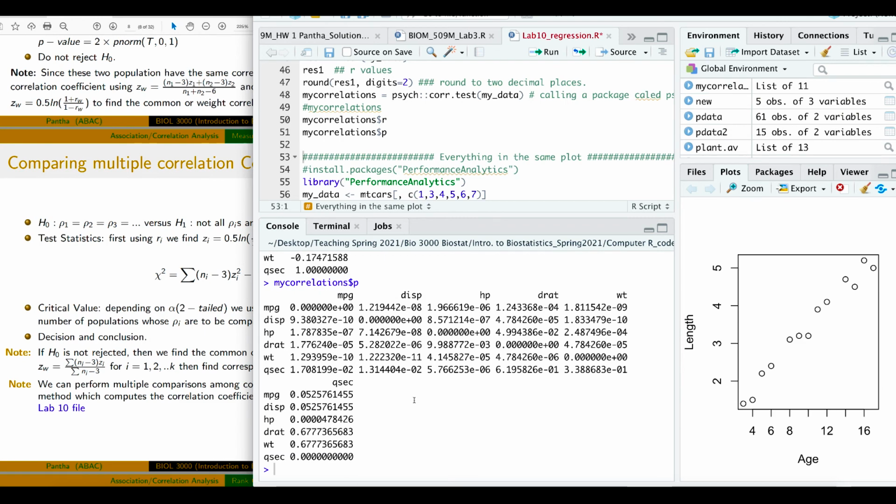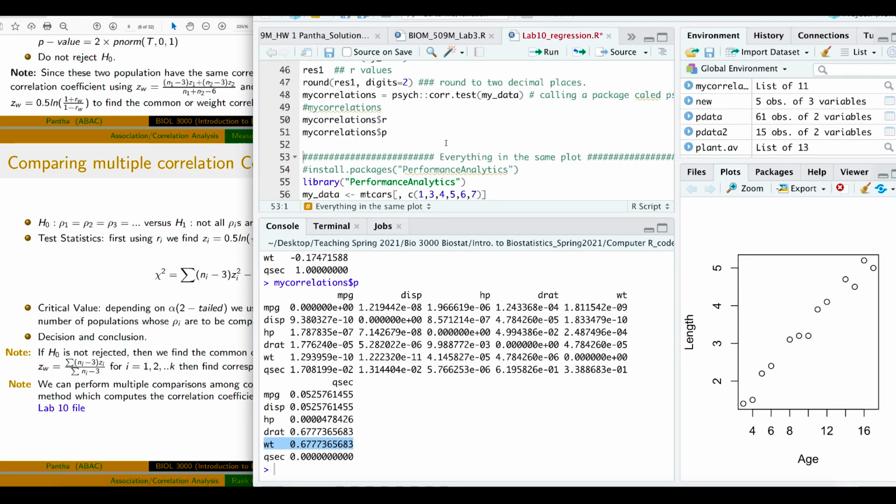Similarly, look at this. DRAT and QSEC are not significant because their P values are greater than alpha. So they are not significant. So you read it like that.